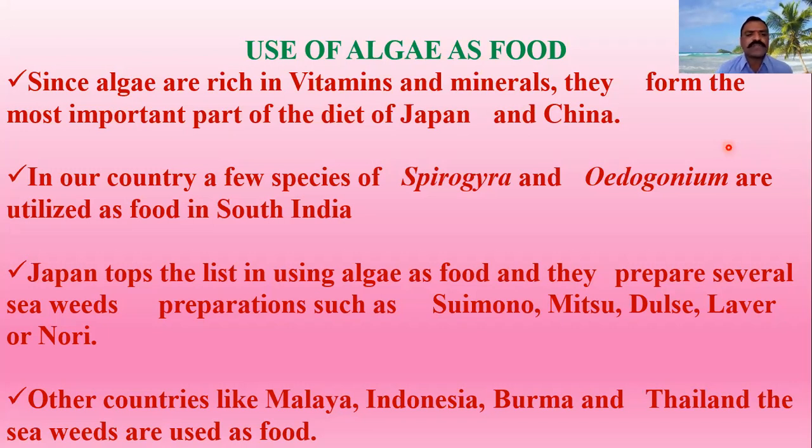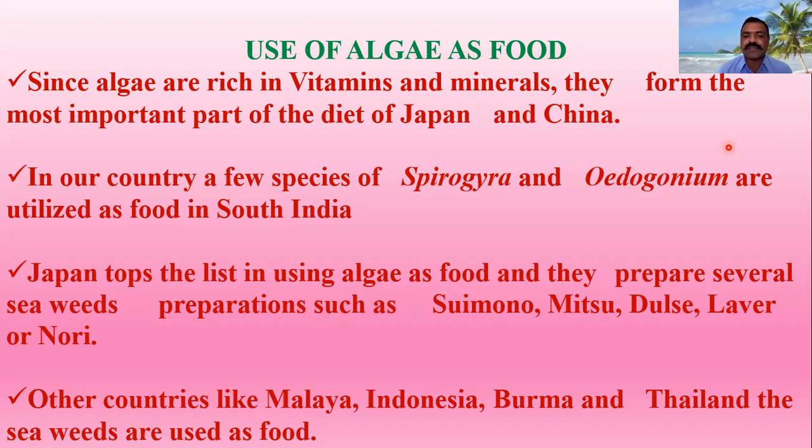Japan tops the list in using algae as food, and they prepare several seaweed preparations such as suimo, mitsu, dulce, laver, and nori, kombu. These are the food items prepared in Japan.